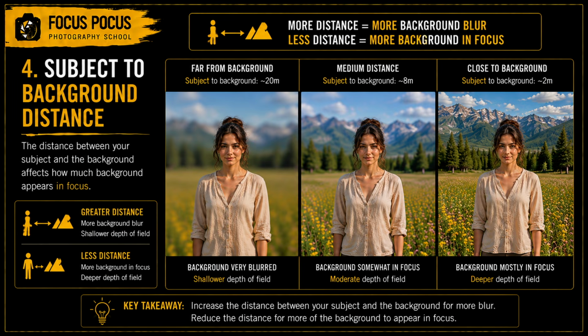The final factor is the distance between the subject and the background. The farther the subject is from the background, the more blurred the background becomes, making your subject stand out more clearly. If your subject is standing right in front of a wall or a hedge, there isn't much room for the background to blur, so it stays much sharper. That's why portrait photographers often move their subject well away from the background whenever possible to create stronger separation and a more pleasing, professional looking image.